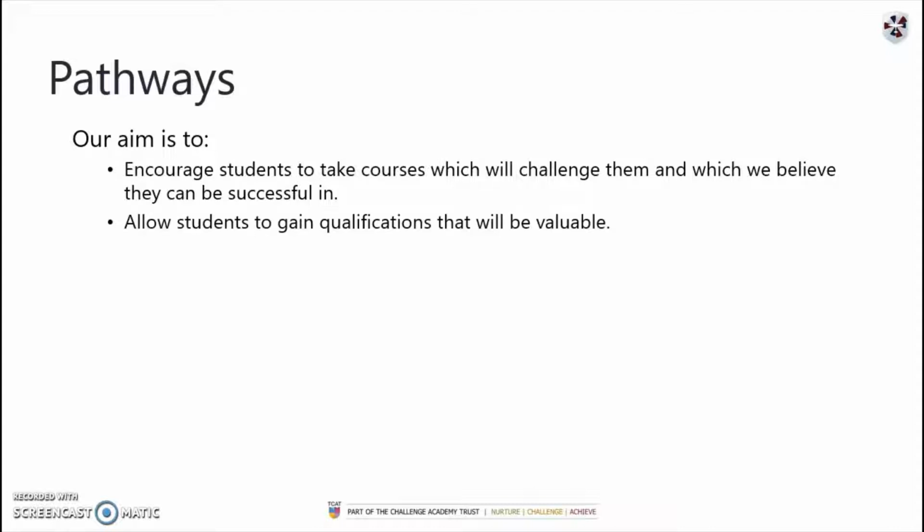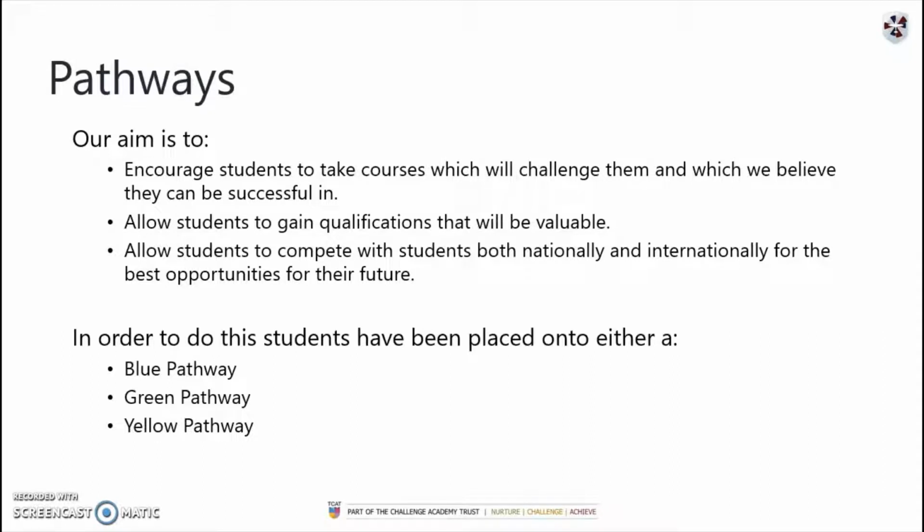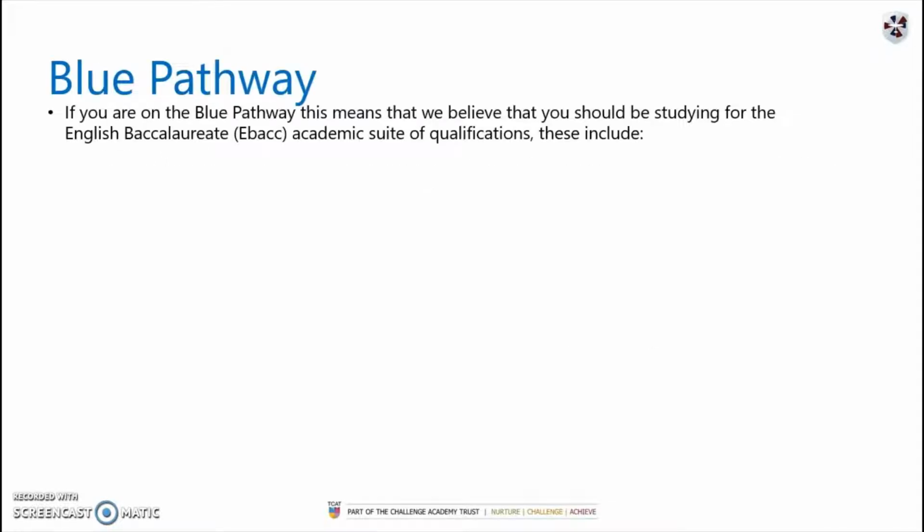We want to make sure we allow students to gain qualifications that will be valuable and will allow them to compete with students nationally and internationally for the best opportunities. In order to do this, students are placed onto one of three pathways. We have a blue, a green, and a yellow pathway. I'm going to go through the difference between the three pathways. The blue pathway is the most complex one.